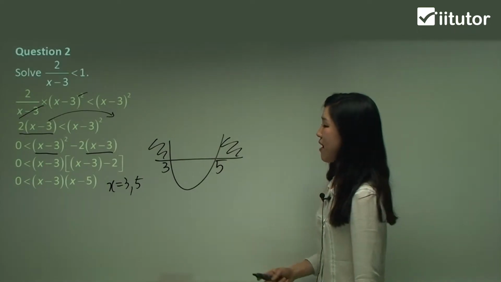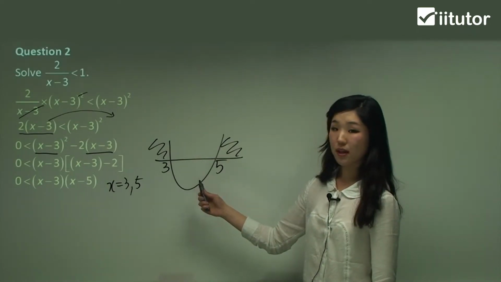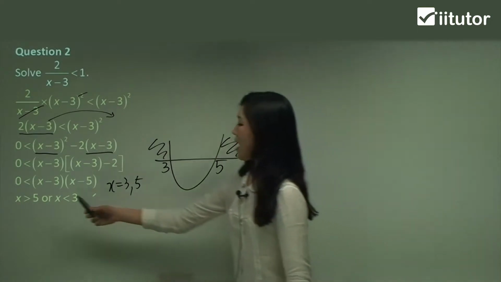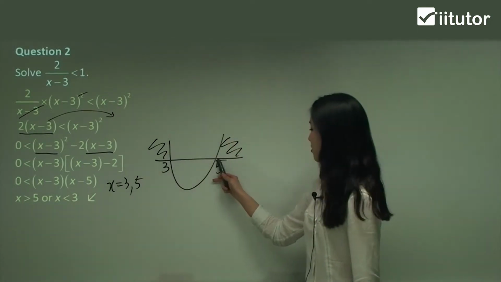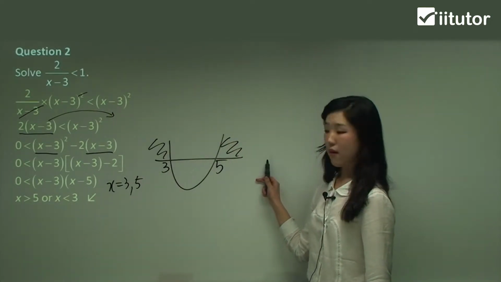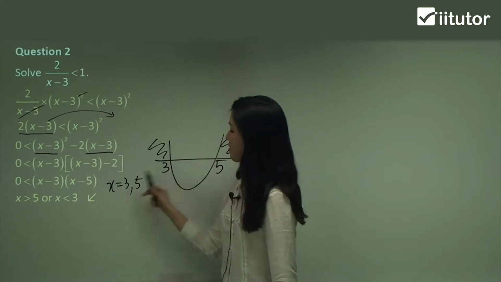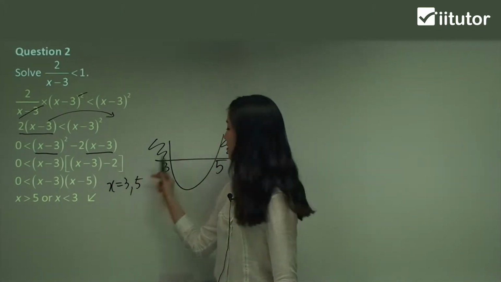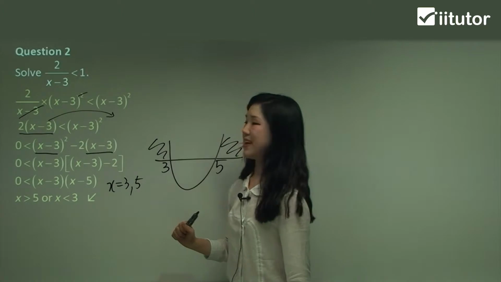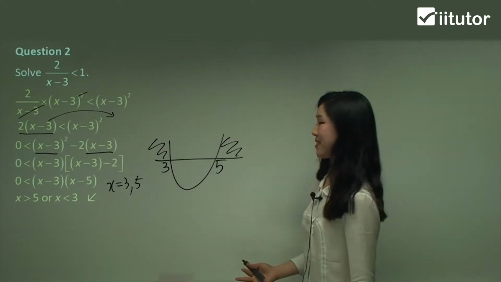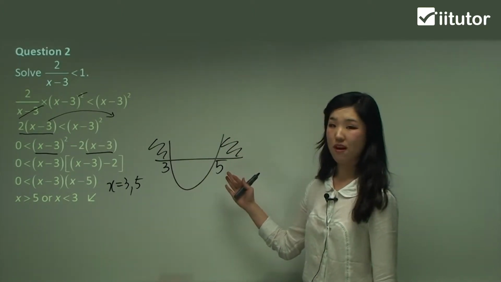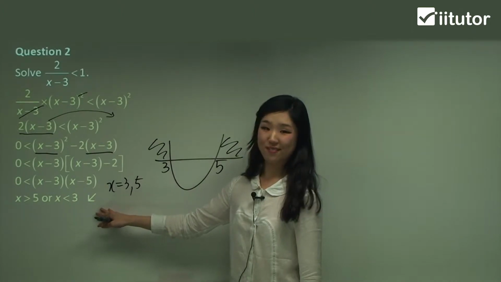So therefore, my final solution, as I look at the parabola, will be this one. x is greater than 5. See how this region is x is greater than 5. And for this region, x is less than 3. Okay, because it's talking about the regions on the left-hand side. Okay, that's basically it. So as long as you draw the parabola correctly, the answer should be easy to find.